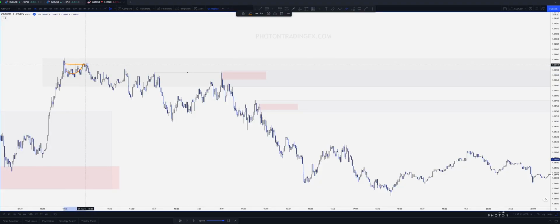We came in, tapped that supply, we've come down. We swept liquidity, right? So that's a sweep zone here. Prices then come down, use that as inducement, and it's mitigated this zone. Then we've come down again, mitigated this zone, right? So we're just following the money. This is just a series of mitigations.